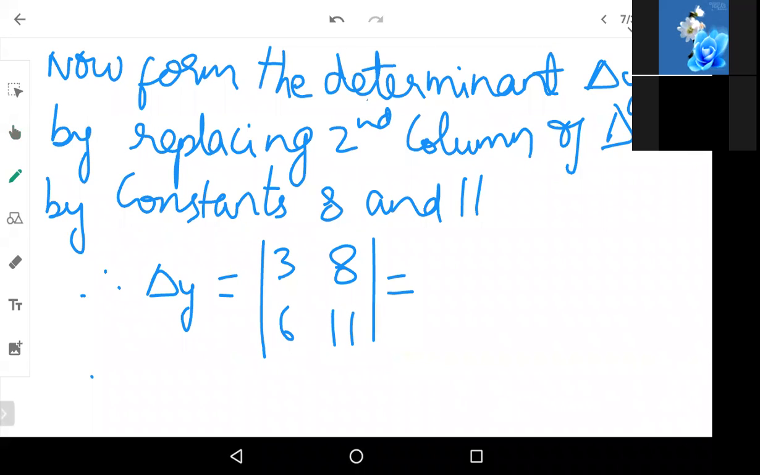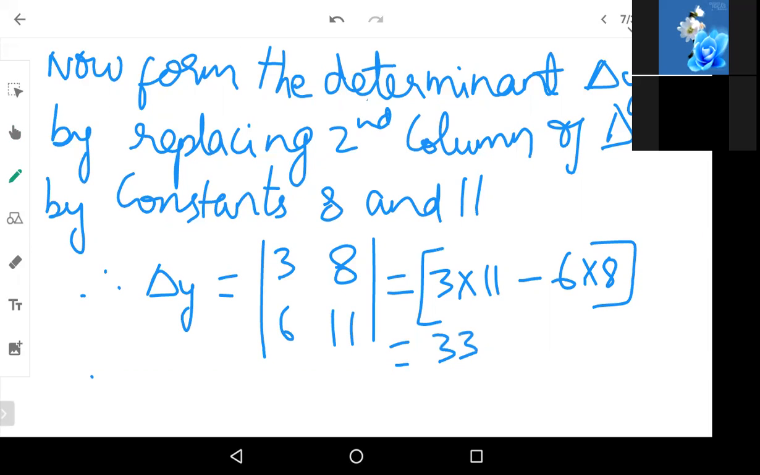Good. So let's solve this. 3 into 11 minus 6 into 8. So 33 minus 6 8s are 48. So therefore delta y is also minus 15.